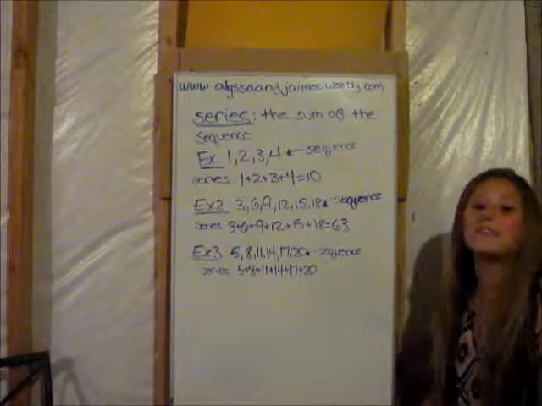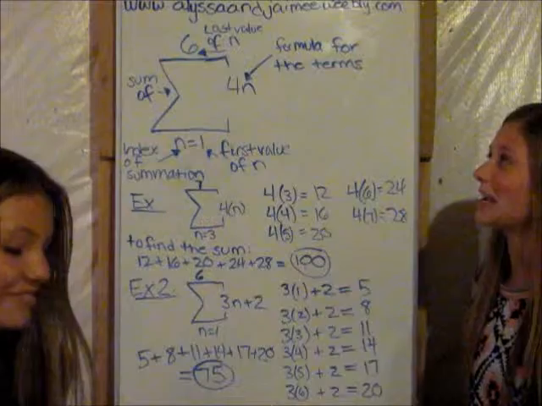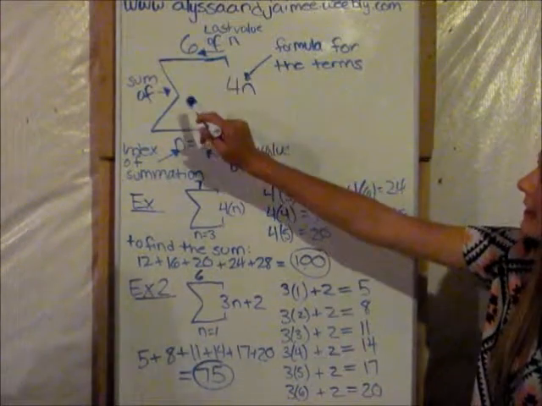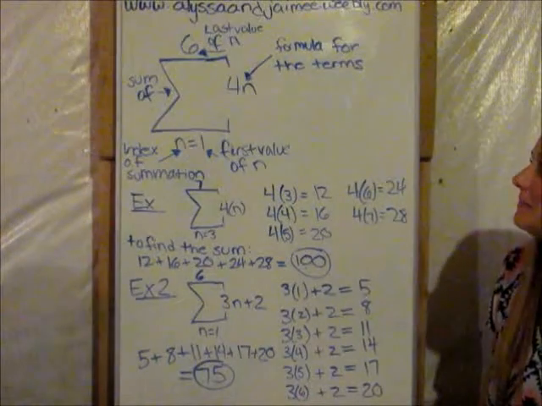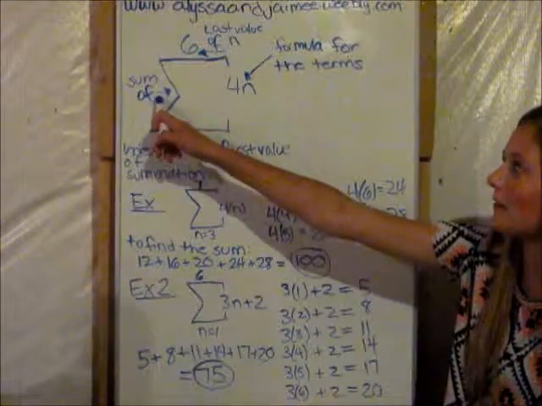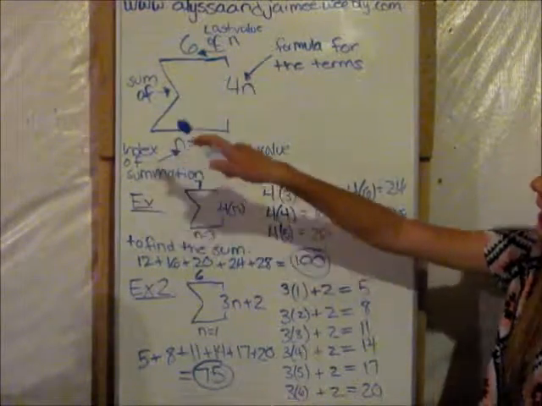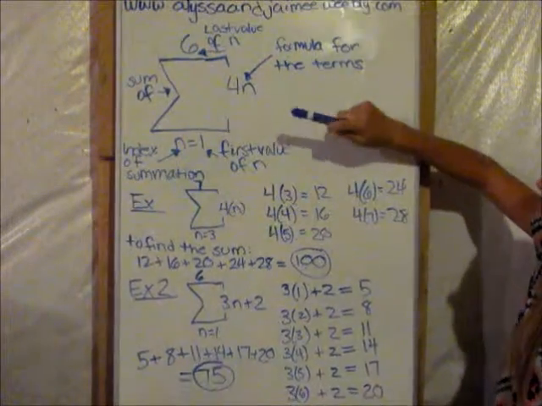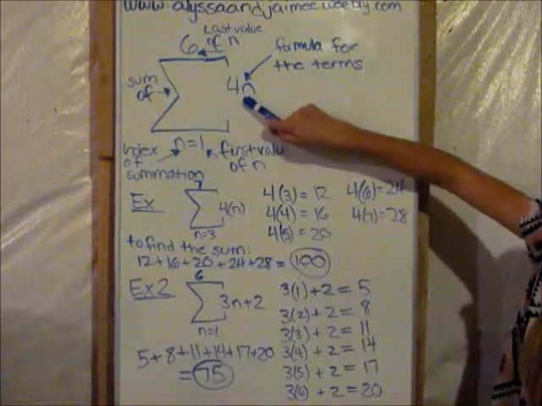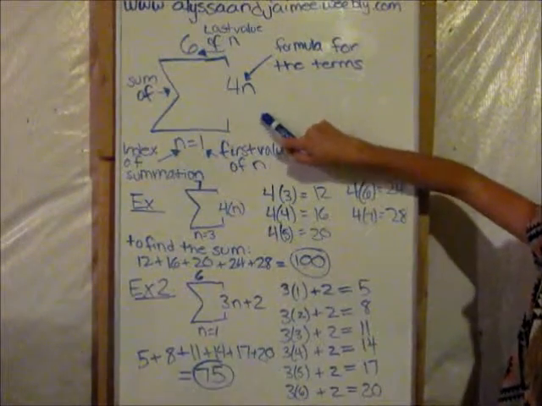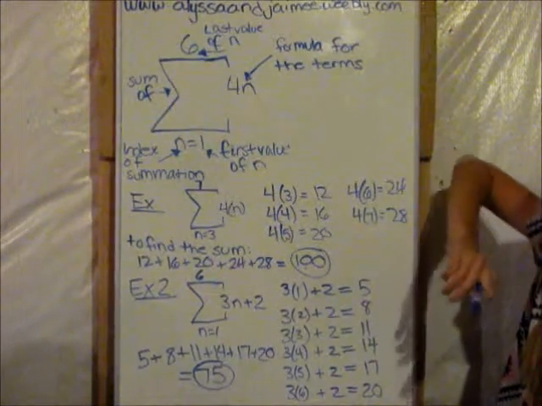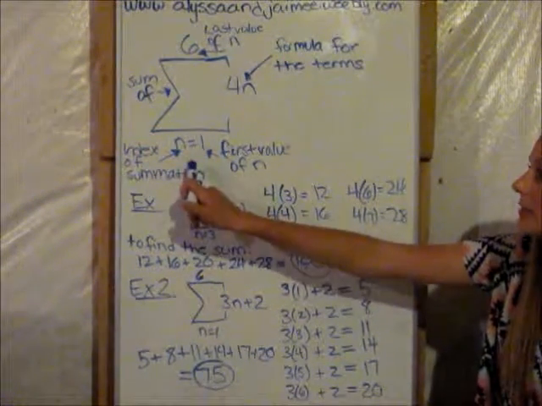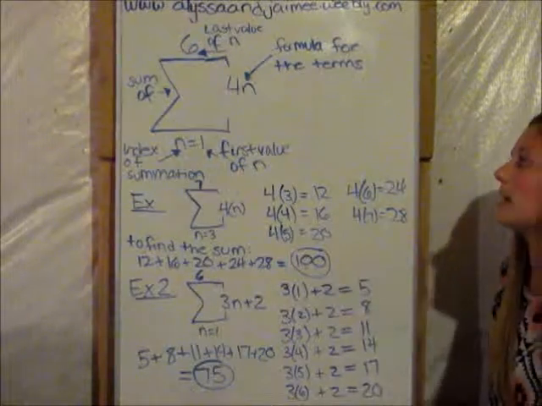which is equal to 75. We're going to learn about summation notation. This little E-looking thing here, you would say the sum of. The number up top is the last value of n. The formula right here is the formula for the terms. This number down here is the index, and that's the first value of n.